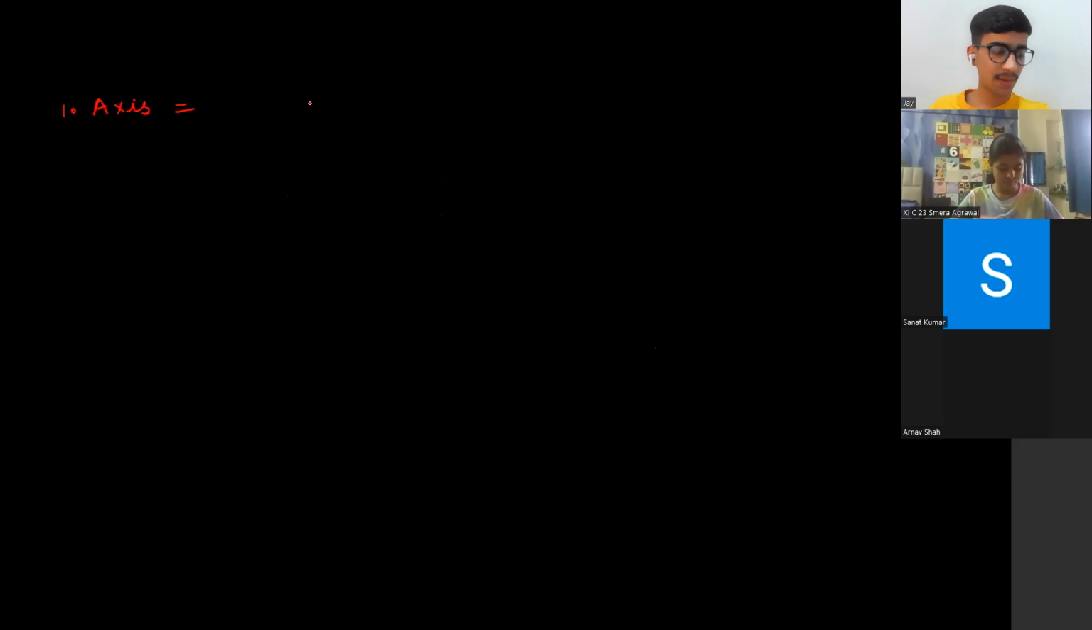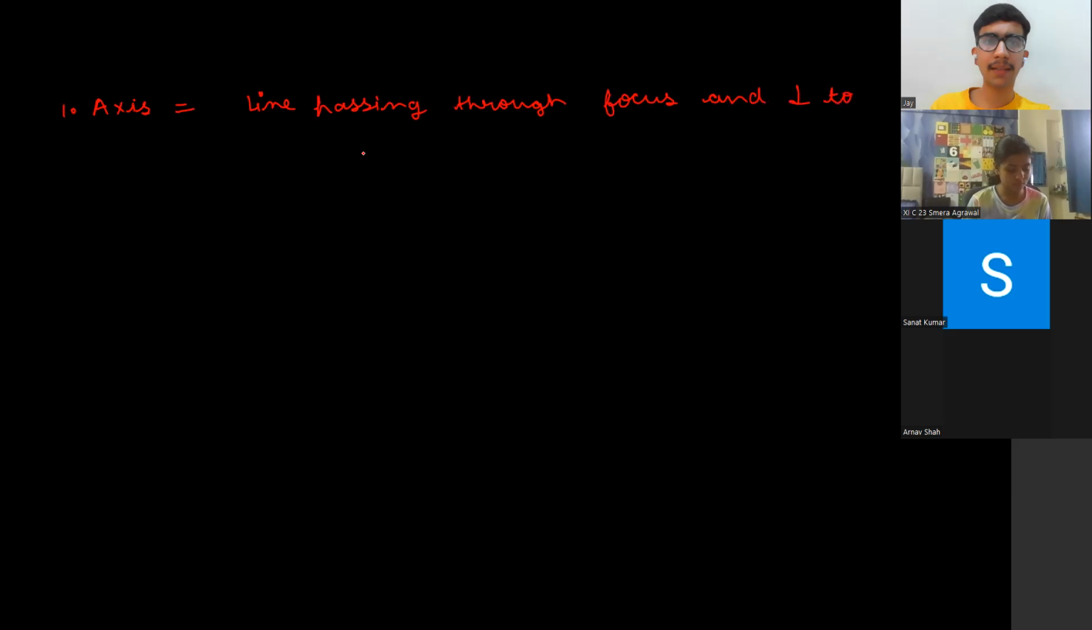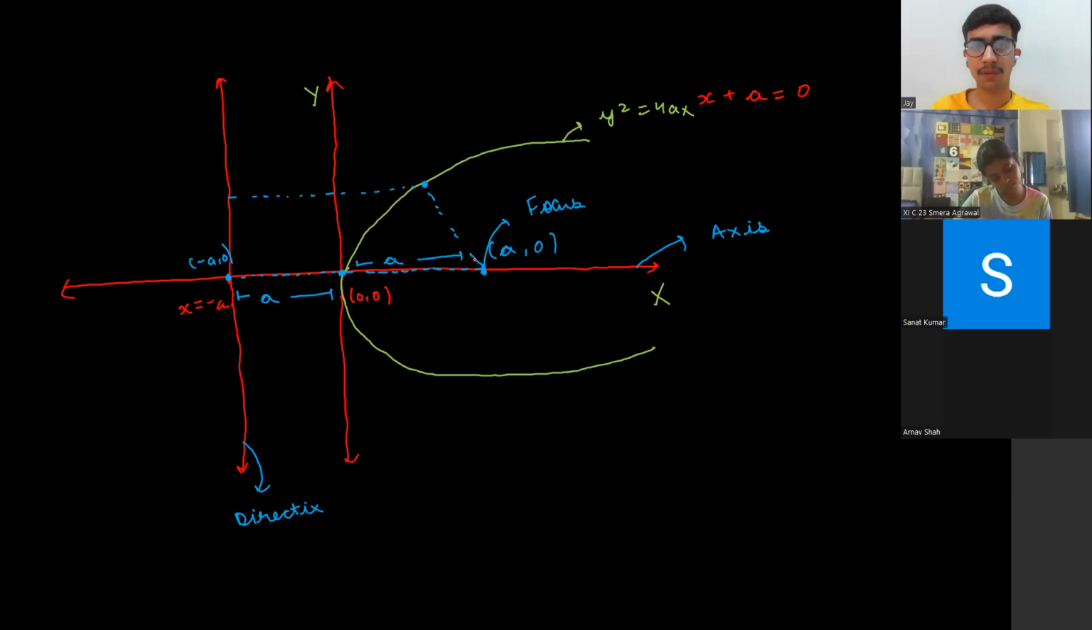Okay, so axis is actually a line passing through the focus and perpendicular to the directrix. Now, before writing the definition, make sure you verify the definition with respect to the figure. अगर वो नहीं समझ आ रहा है तो definition makes no sense. Line passing through the focus, of course, the line is passing through the focus and it is perpendicular to the directrix.